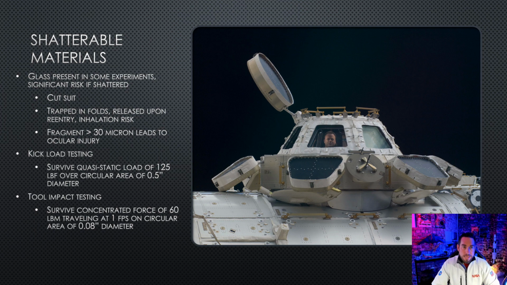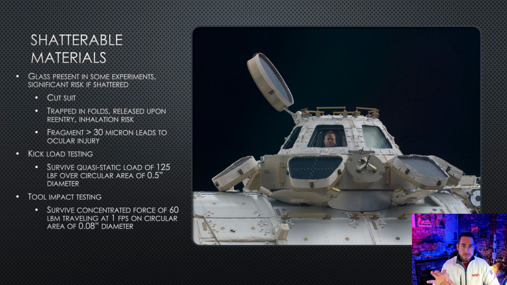And then there's the risk of glass. Some experiments on the space station use glass. There's the cupola, the observation area of the space station, so there's obviously glass in there. If glass were to be broken, it could, A, cut the suit, and B, the smaller pieces could get trapped in the folds of the suit. Then when they come back in through the airlock and take the suit off, those glass shards could float out through the atmosphere, and it becomes a big inhalation risk. You really don't want to inhale glass shards either. That's not going to be pleasant. Any fragments greater than 30 microns pose a risk of cutting the cornea, so it can lead to significant ocular injury. So glass is obviously a huge risk.